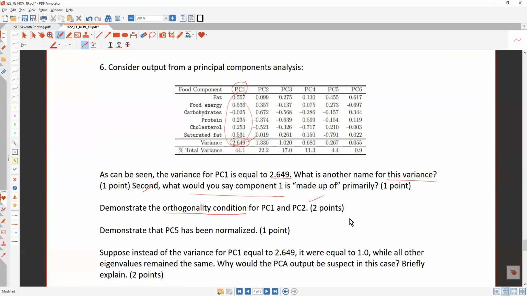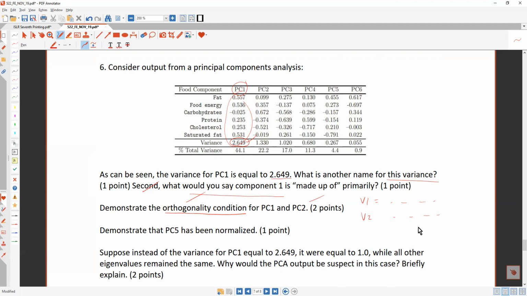But if you want to do it in R just to simplify the computations, you can do it. But for simplifying the computations, you're going to have to take this information and construct some vectors, right? So you might want to construct a vector here based on this information to demonstrate the orthogonality condition.